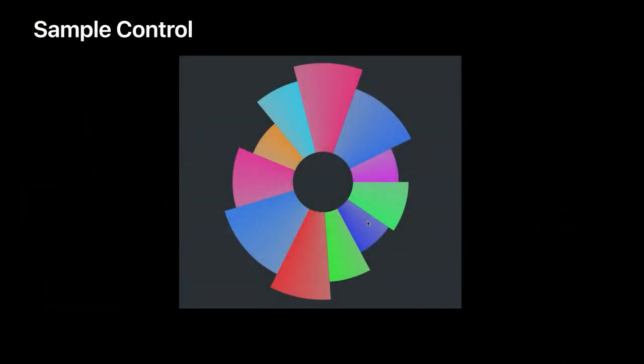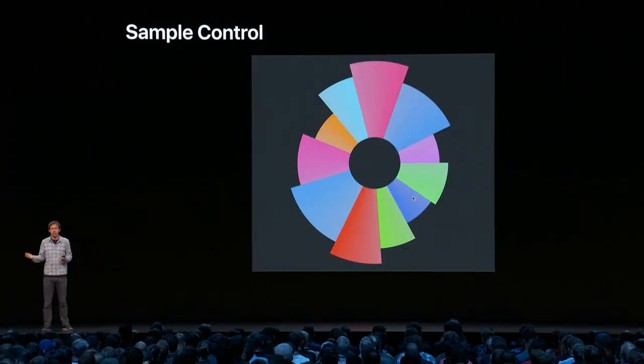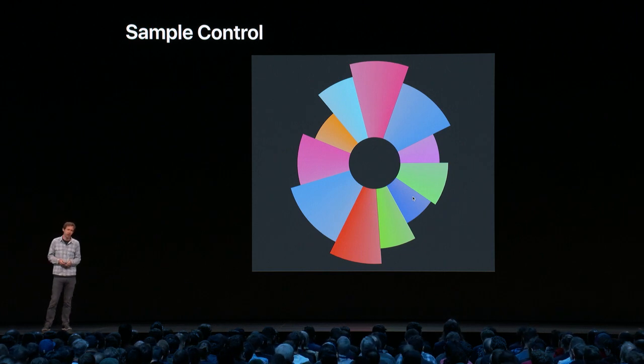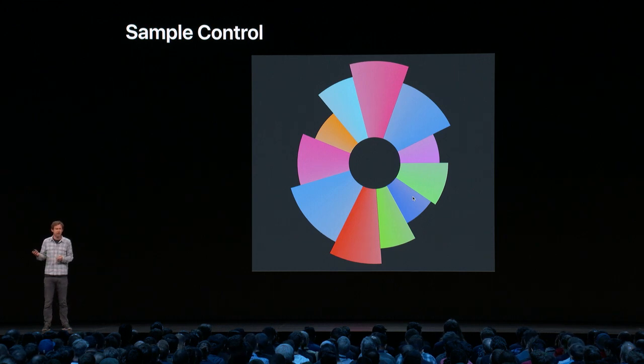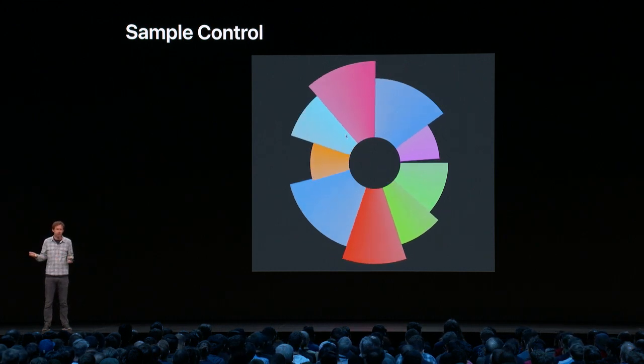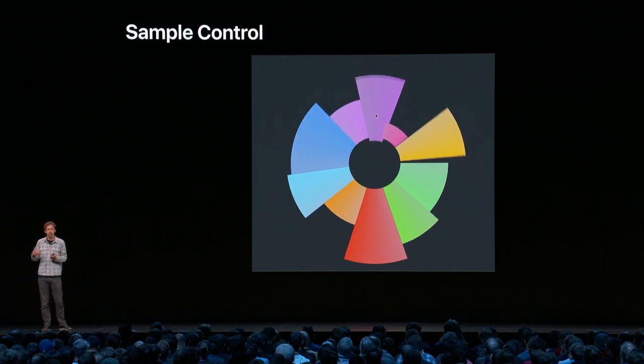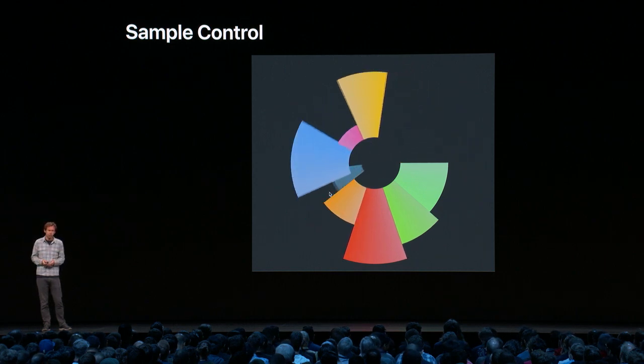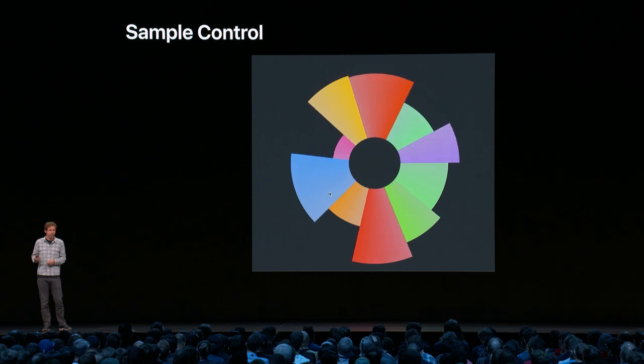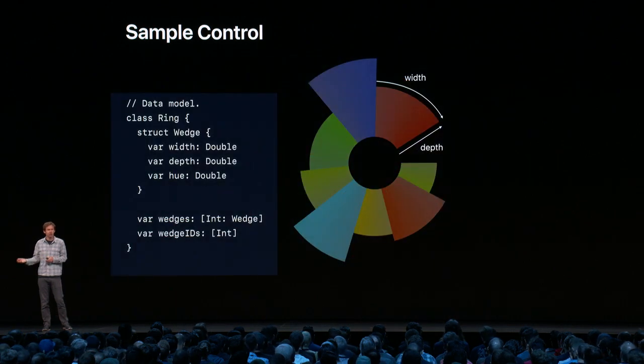OK, so that's the basics, and we've seen drawing individual things. But now we want to go on and build something a little more complex out of multiple drawing operations, multiple views. And so this is the example we're going to use for the rest of the session. It's actually a sample code you can download. And it's just kind of an interactive pie chart kind of thing. And it's made up of a bunch of colored wedges where you can add them and remove them, and they animate in and out.